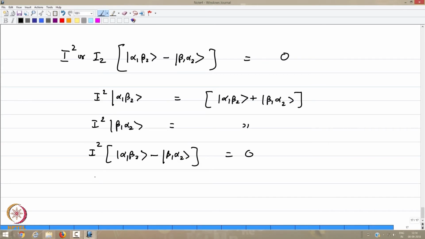And the same thing, Iz on these, you can see that Iz is I1z plus I2z on alpha 1 beta 2 anyway gives you 0, and it also gives you 0. Therefore, Iz acting on the state is 0. Therefore, you have a state which is an eigenfunction of the I square operator with I equal to 0 and Iz operator with also the m equal to 0. Therefore, this is called the 0 spin state.